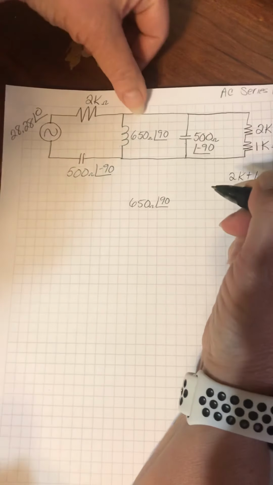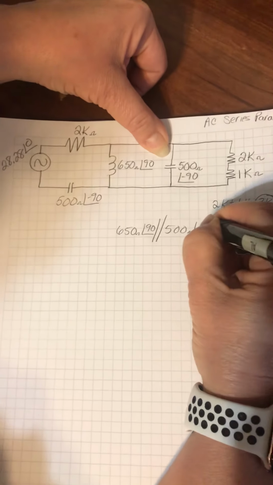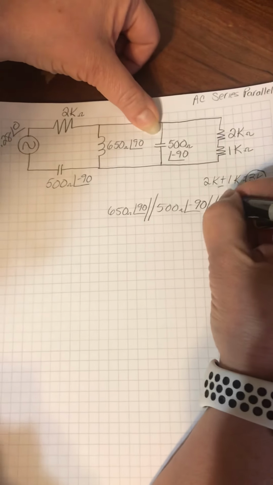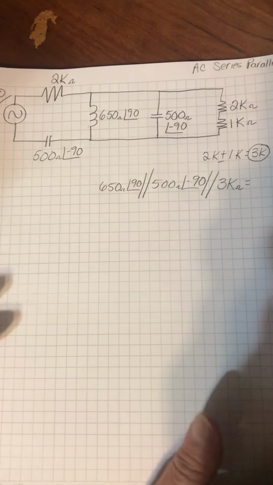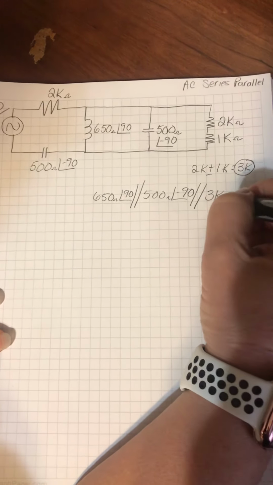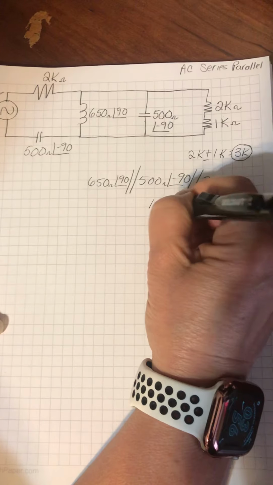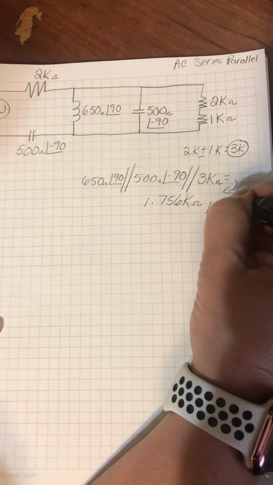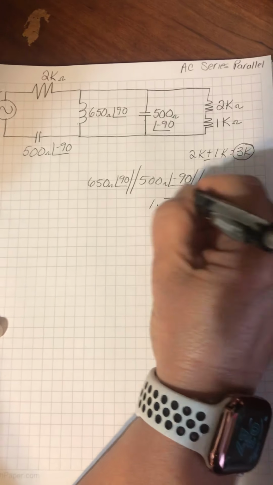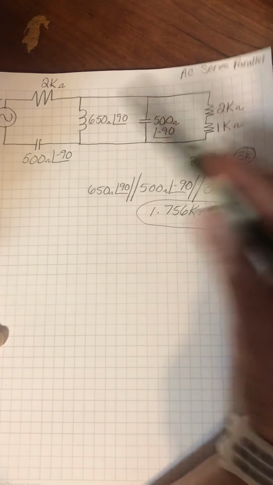...of 90 for this inductor in parallel with 500 ohms at an angle of negative 90 for this capacitor in parallel with 3K ohms, right? Because these three are in parallel. Once we add these two together and get the parallel combination of that, you should get 1.756 K ohms at an angle of negative 54.16. So that's adding these two in series and then in parallel with these two.